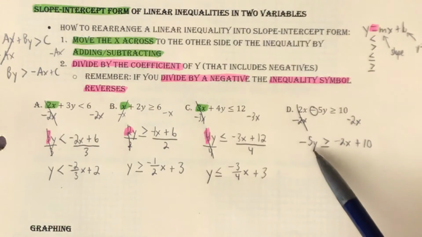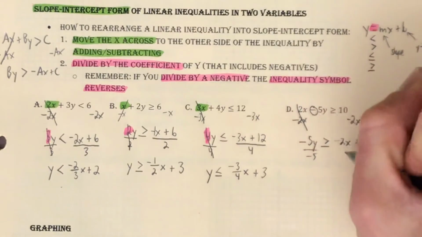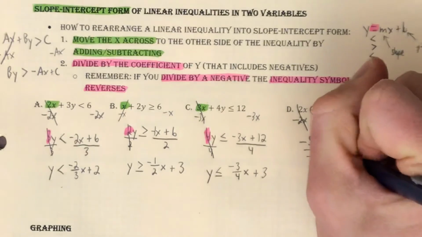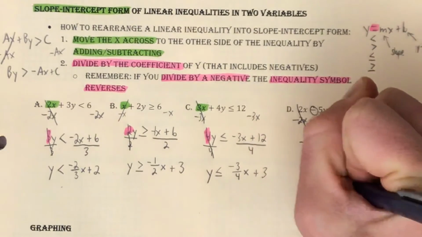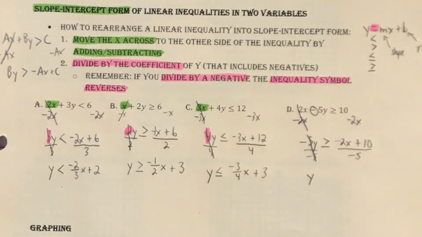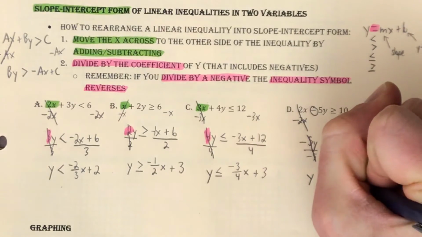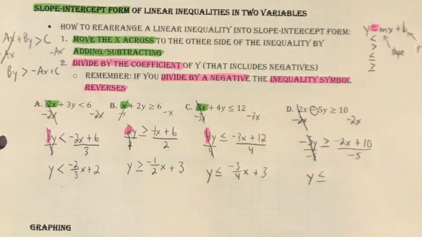Then my next step is to divide by the coefficient of y, including if it has a negative, which this one does. So y is being multiplied by negative 5, so I need to divide by negative 5. Negative 5 divided by negative 5 is 1, so those cancel and I'm left with just y. Now when I'm dividing by a negative, that's going to flip my inequality symbol. So it's going to change from greater than or equal to, to less than or equal to. So don't forget to check if you need to do that.